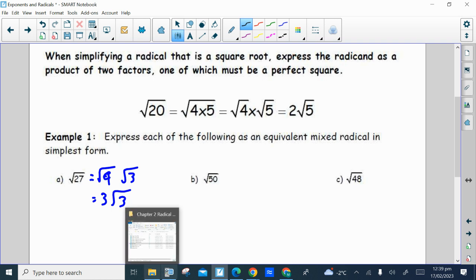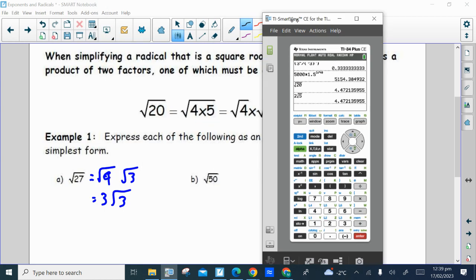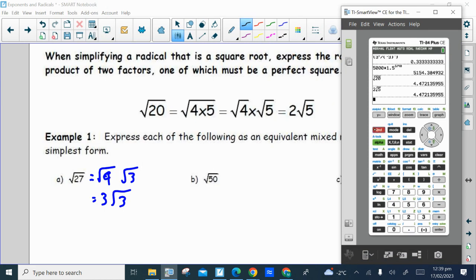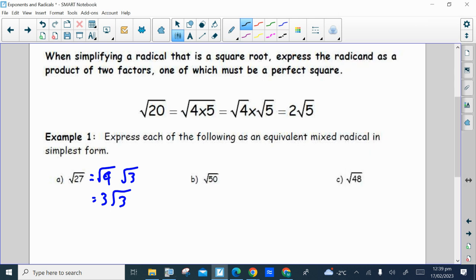And once again, you can always check these to make sure that your answer is equal to what we started with. If you put both expressions in your calculator, you get the same decimal. That tells us that our answer is equal to what we started with. And again, we've changed it from an entire radical to a mixed radical, which is what we're asked to do.